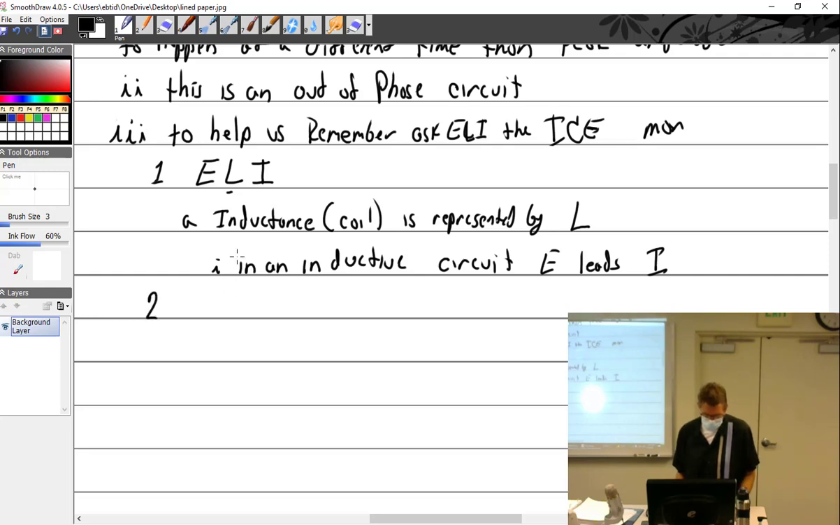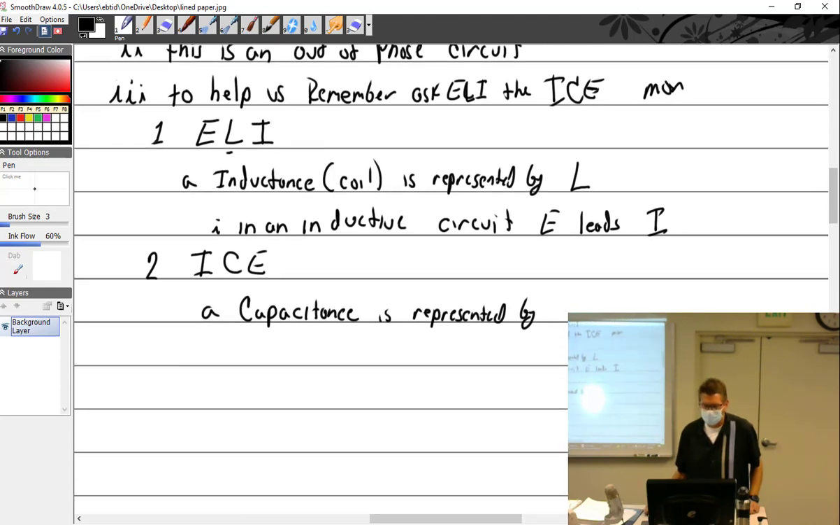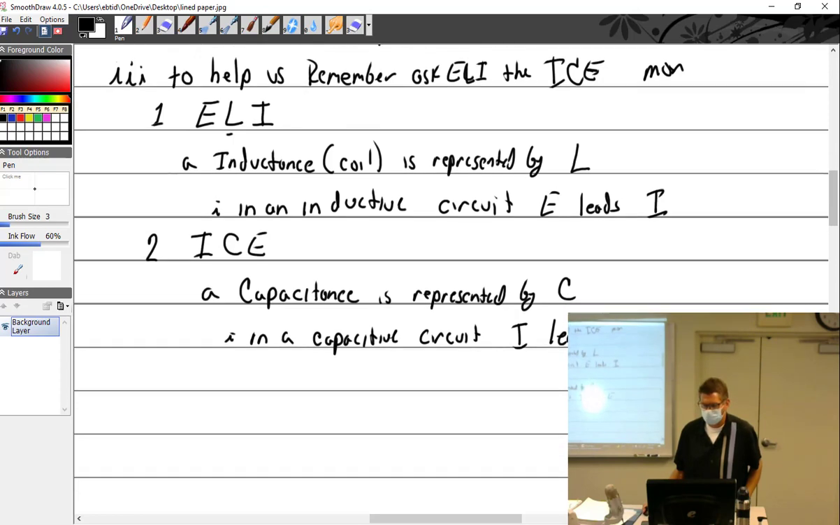So that leaves the ICE man, or the ICE part. I-C-E. What does the I stand for? Current. E stands for? Voltage. All right. So capacitance is represented by C. Capacitance means a capacitor. We'll talk about these in much greater detail. So in a capacitive circuit, I leads E. Amps go taking off.